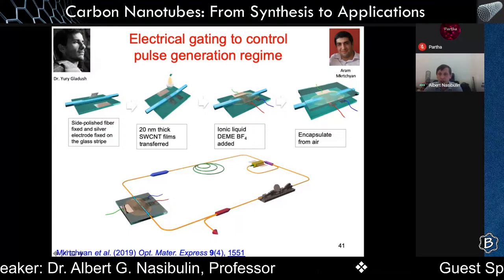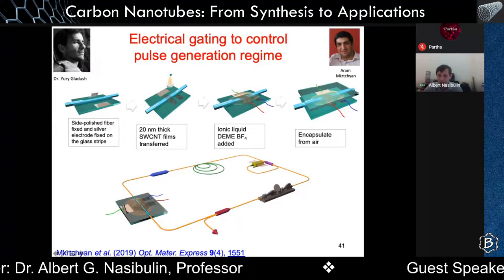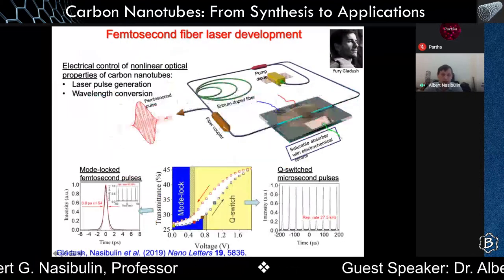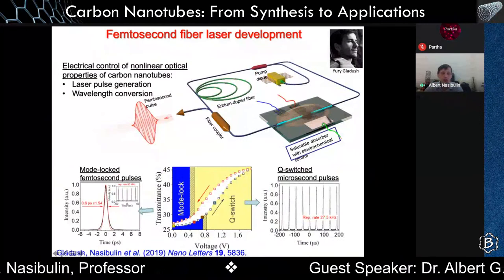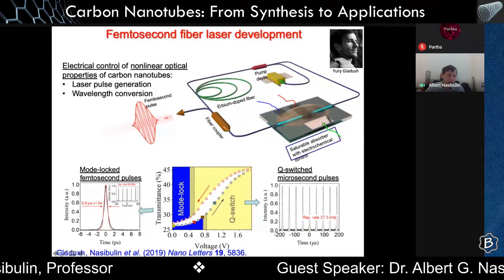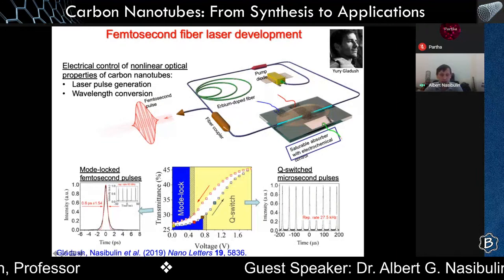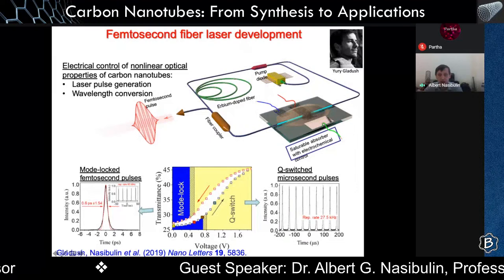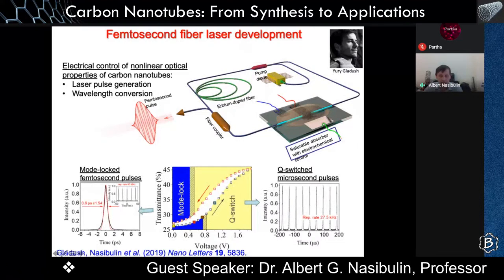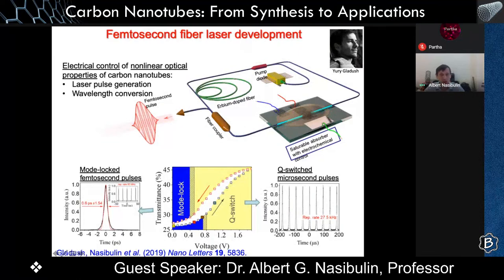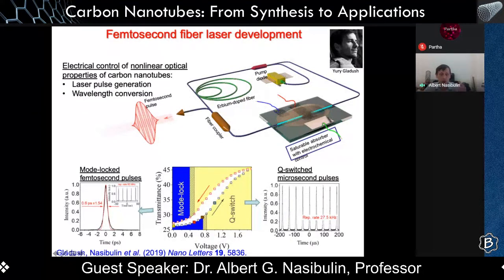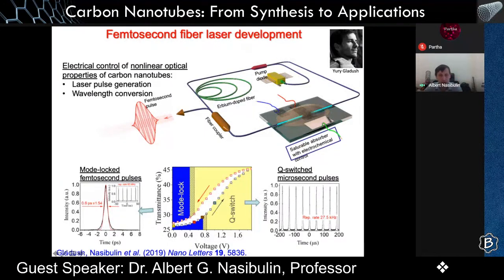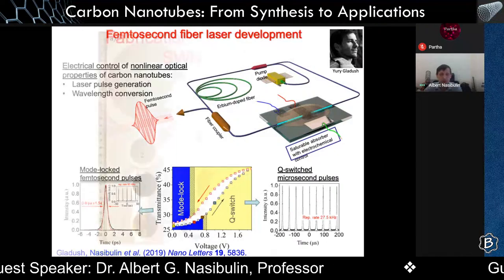And then again, if you create a three electrode cell by applying a potential to carbon nanotubes, you would be able to change and get two different regimes: mode locking or Q-switching. So the first regime gives you femtosecond pulses, the second one is microsecond pulses. Therefore, by applying a certain potential to the carbon nanotubes, you might change the regimes. This is a single device, and it's quite unique for such devices that you can really drive and operate your laser.